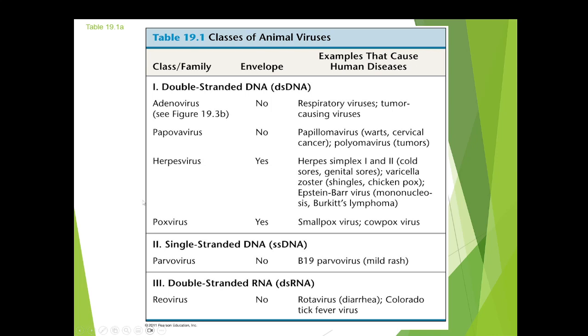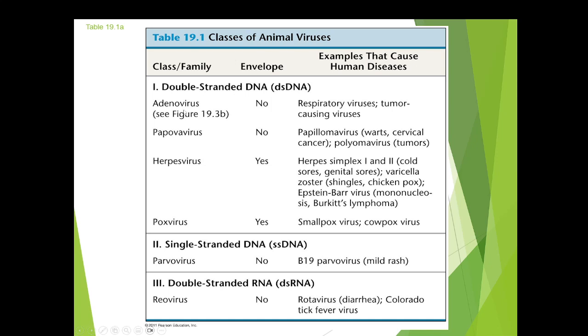So if we look at class 1 viruses, a great example is the adenovirus, some respiratory viruses. They are double-stranded DNA. So all of these are going to have a capsid. Every virus has a capsid, and every virus has some kind of nucleic acid. But in the case of class 1 animal viruses, they have double-stranded nucleic acid inside there. So double-stranded DNA.